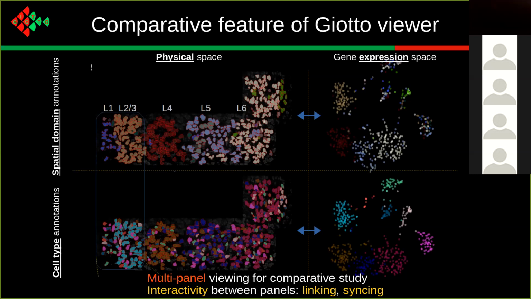And by putting these panels side by side, you can appreciate the fact that some of the cells have different annotations. For example, cells in the same spatial domains are composed of various different cell types, such as indicated here in layer 1, and all the different cell types indicated here. And you can also highlight any one of these cells, and immediately the corresponding cell in the gene expression space will also be highlighted as well. So you can actually see where these cells are located in the expression clustering.